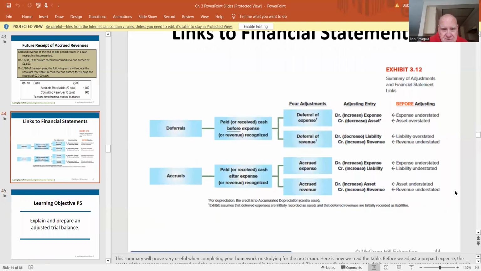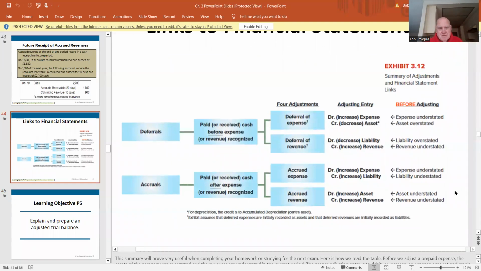Links to the financial statements. Let's take a little look at this briefly. Deferrals: paid or received cash before expense or revenue recognition. And you could have a deferral of expenses, deferral of revenue. What are the deferral of expenses? That's your prepaid assets and depreciation. Deferral of revenue, that would be the unearned revenue. Okay. And you can have accruals.